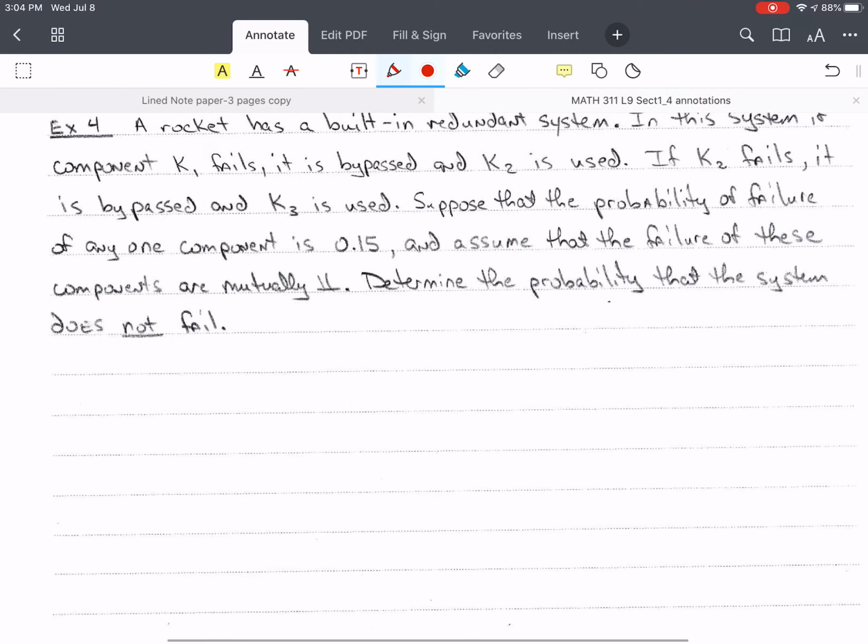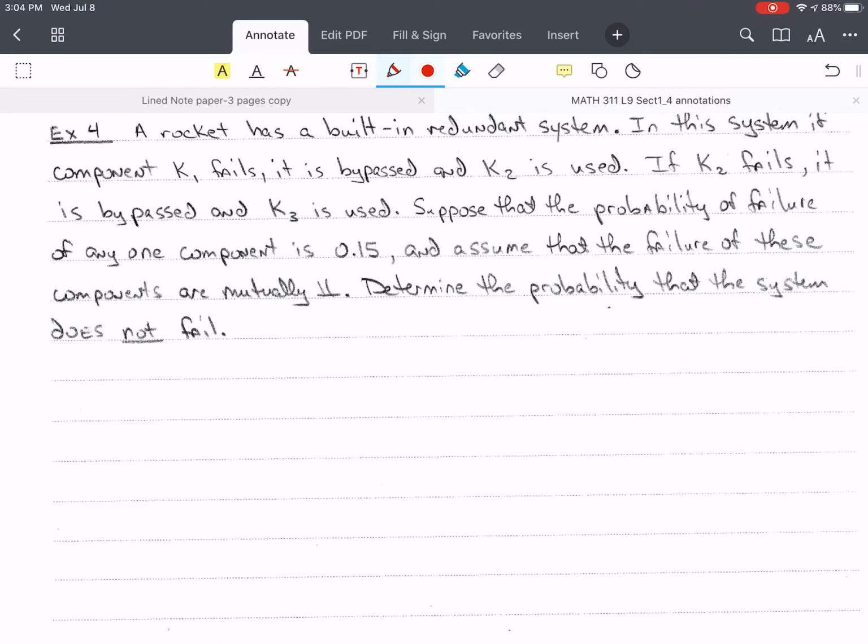So let's go to a rocket system now. It says it has a built-in redundant system. In this system, if component K1 fails, it is bypassed and K2 is used. Likewise, if K2 fails, it's bypassed and K3 is used. There's only 3 components in this imaginary rocket. Suppose that the probability of failure of any one component is 0.15. Assume that the failure of these components are mutually independent. Determine the probability that the system does not fail.